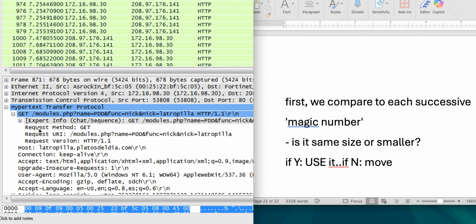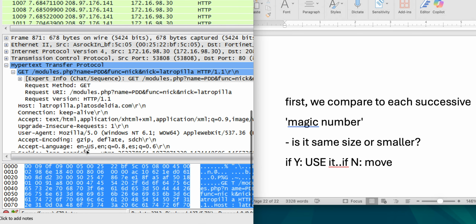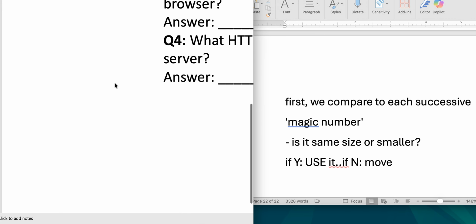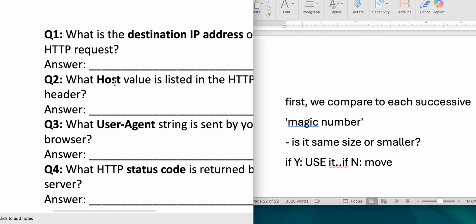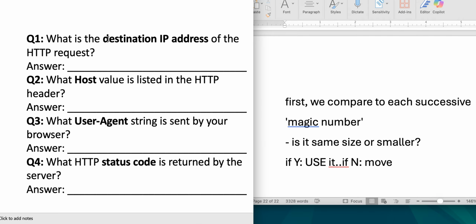We can see the request method. We can see the URI, Uniform Resource Identifier, right here. And we can see the version, HTTP 1.1. We can see information about the user agent. We can see all kinds of things about the accept encoding, and different pieces of information. So we should have enough information from that image to answer these different questions.